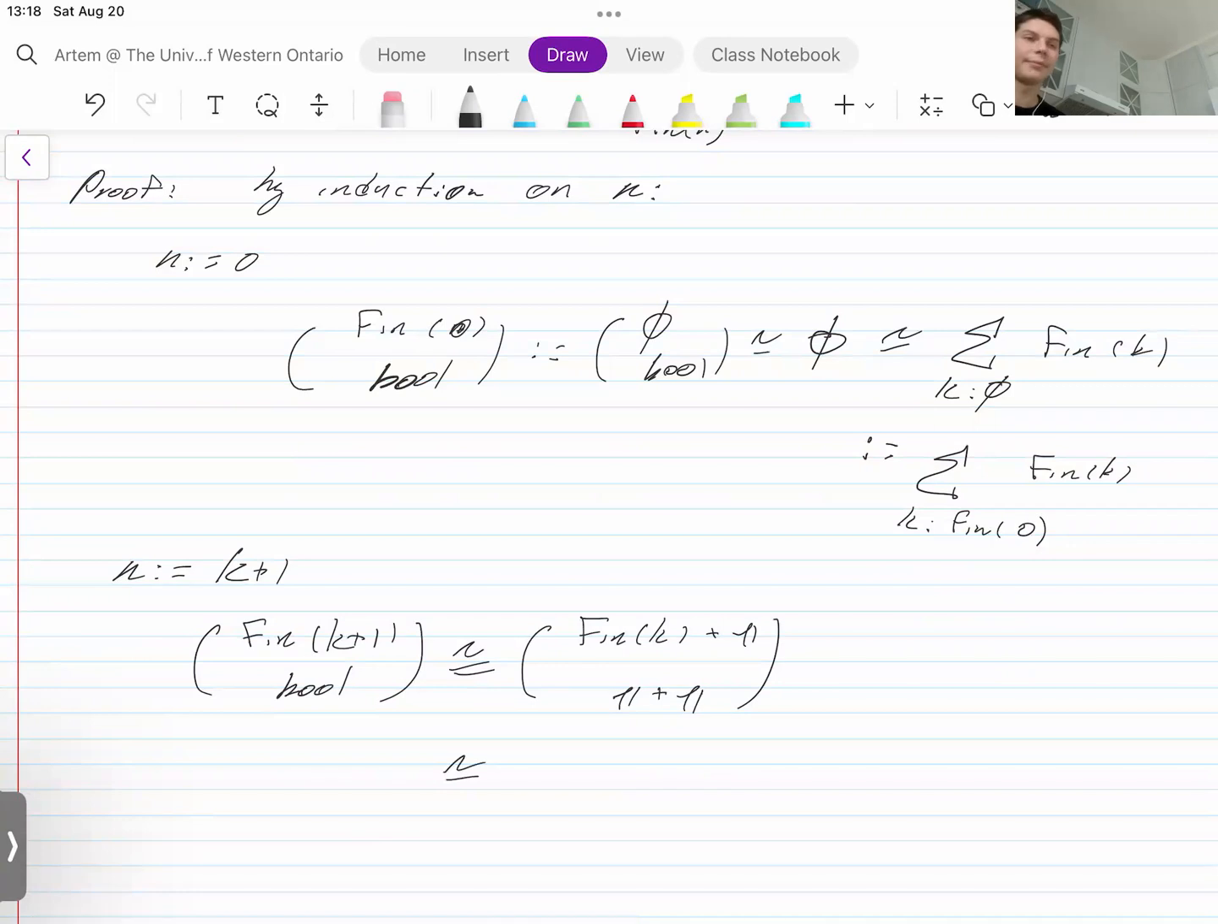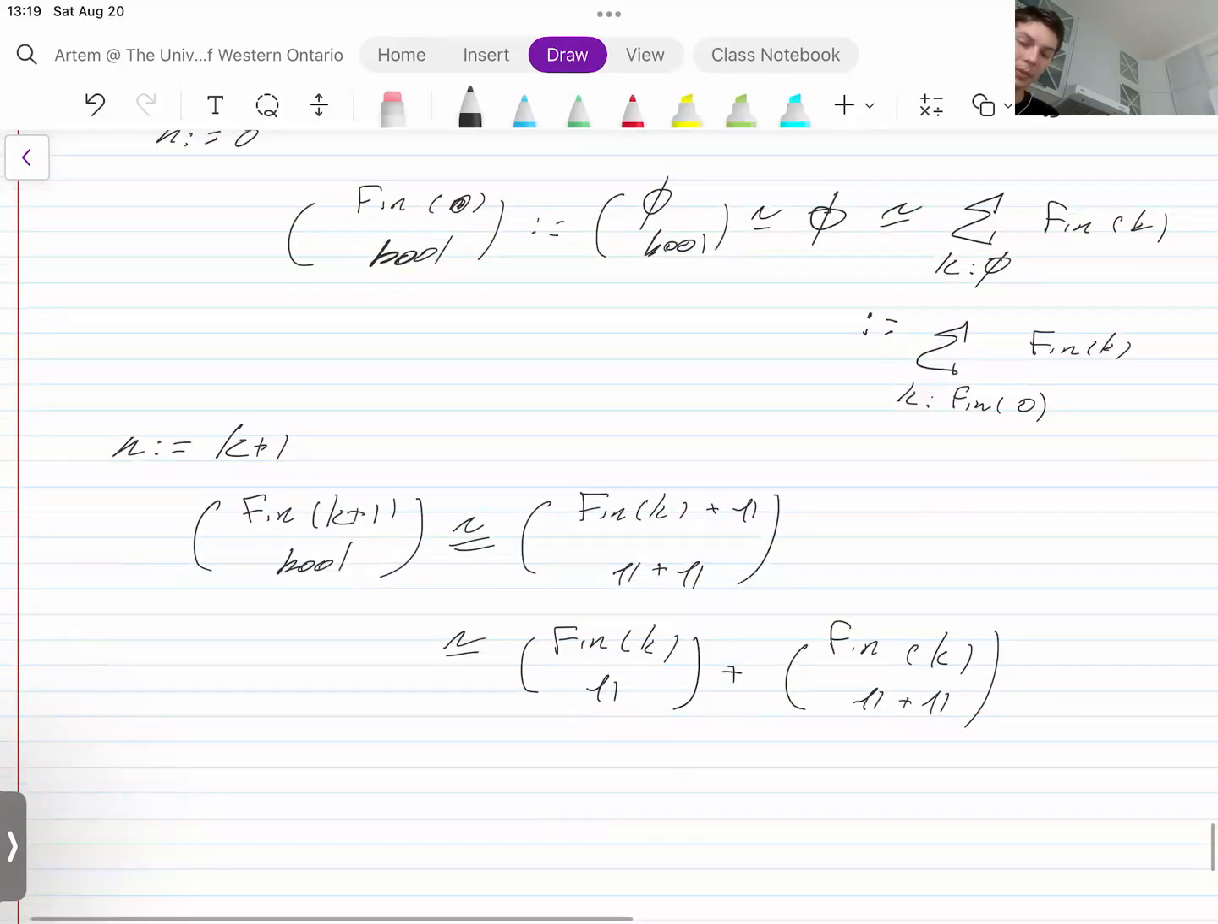By a lemma in Egbert's book, which we've used before, this is going to be the same as choosing a unit from the finite set of k elements, and then taking a coproduct of the finite set on k elements, choose 1, plus 1. Okay.